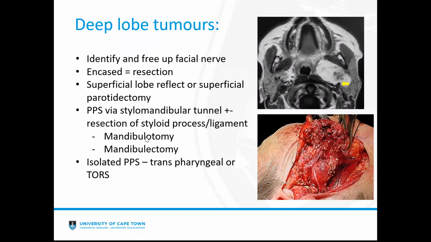Minor salivary gland tumors isolated to the prestyloid parapharyngeal space may also be accessed by transcervical or transoral approaches, including the use of transoral robotic surgery.